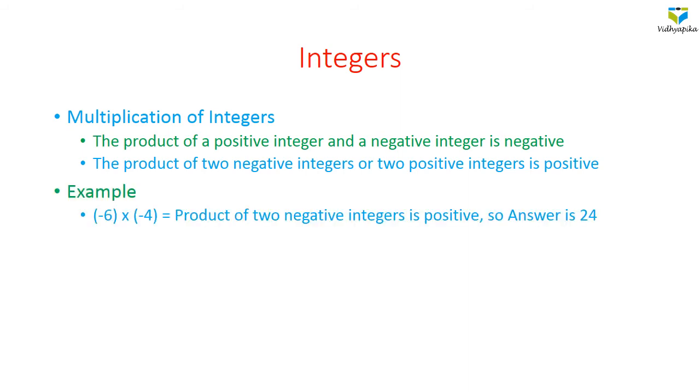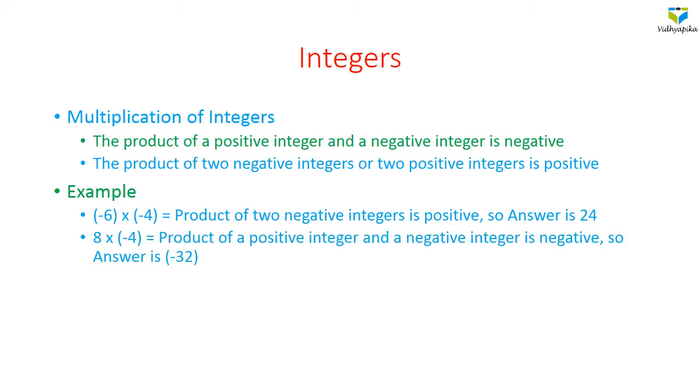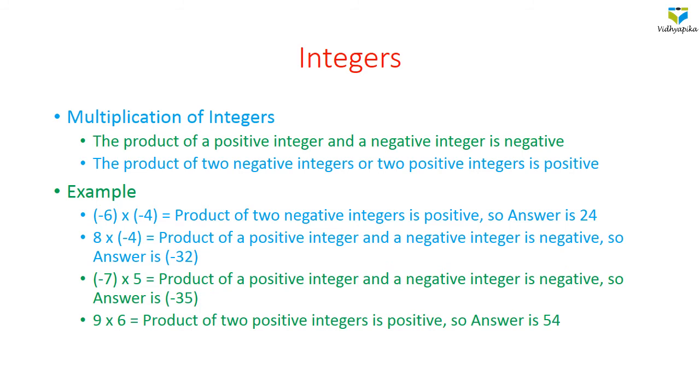Negative 6 multiplied by negative 4. Product of two negative integers is positive, so our answer is positive 24. Let us try one more. Positive 8 multiplied by negative 4. Product of a positive integer and a negative integer is negative, so answer is negative 32. Read and understand the other examples now.